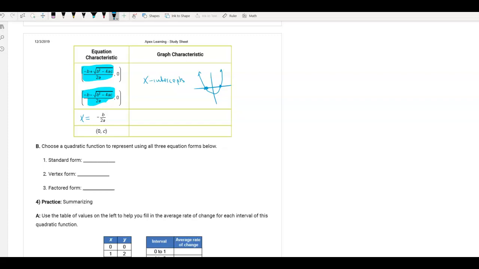Okay? If you remember, the opposite of b over 2a says the x-coordinate of your vertex. So that represents the x-coordinate of the vertex. And anytime you have an x value of 0, you know that represents your y-intercept. Okay?